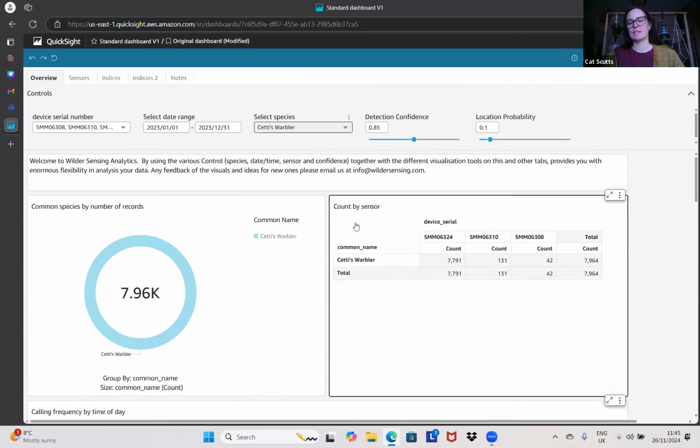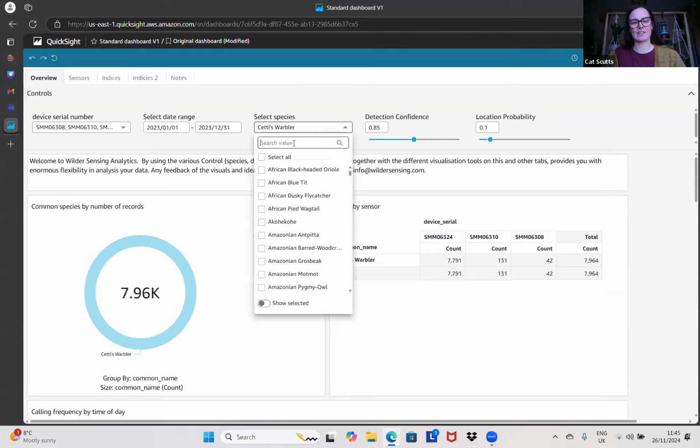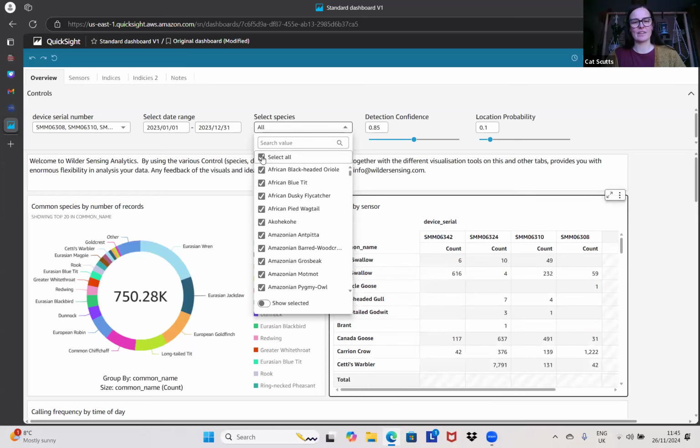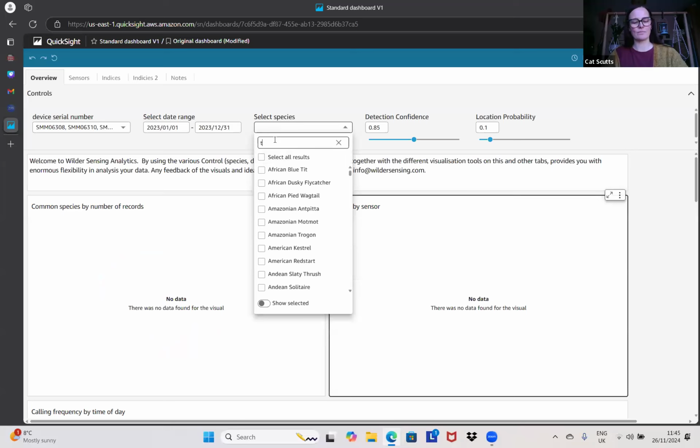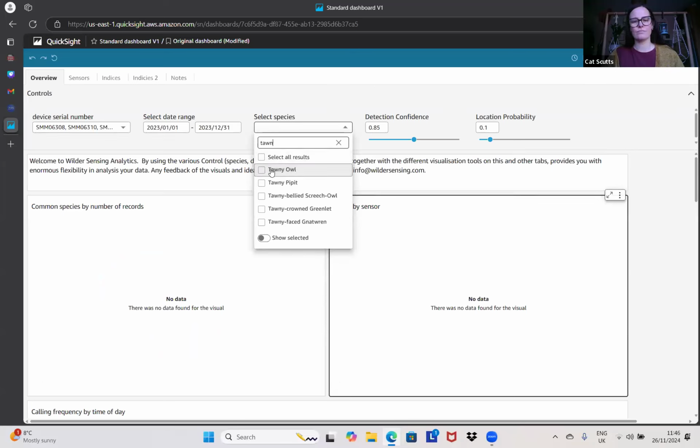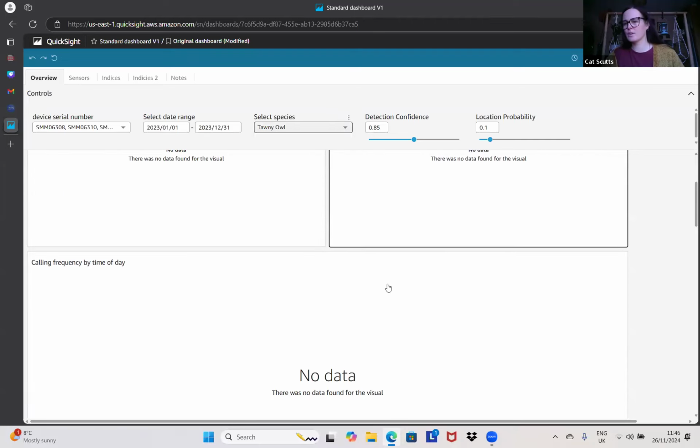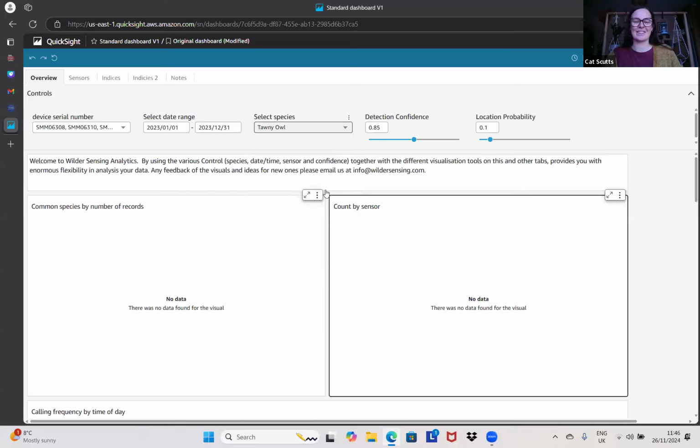I mentioned that the location probability can be a little bit of a limitation due to underreported species. This is something that we're looking to change based on that limitation. But I'll illustrate how that's working for the time being. So if I find the tawny owl, it's currently showing as no data found. So we know from ground truthing and from traditional surveys that they are there. So if we start to bring the location probability down, we start to get the identification.